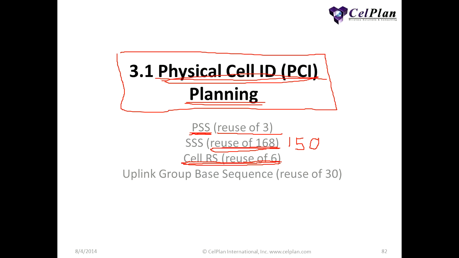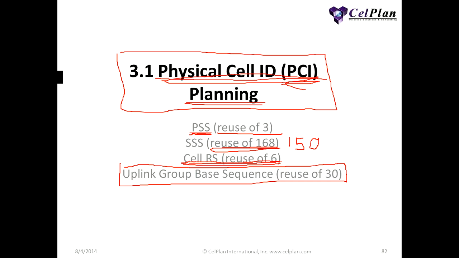Also on the uplink, a lot of the access is done by orthogonal codes. And there are 30 groups of them, and the choice of those 30 groups is also based on the PCI. So now we have to have a reuse of 30. So in reality, when we plan PCI, we have to plan it with a reuse of 3, 6, 30, and 150. And that's why it is very, very important.